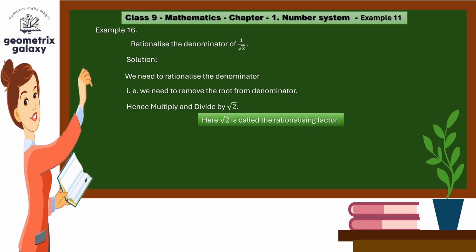So let us see what happens if I multiply and divide by root 2. So 1 by root 2 into root 2 by root 2. In the numerator, 1 into root 2 is root 2. In the denominator, root 2 into root 2 is equal to root 2 square. Root 2 into root 2 is 2. Therefore our answer is root 2 by 2.